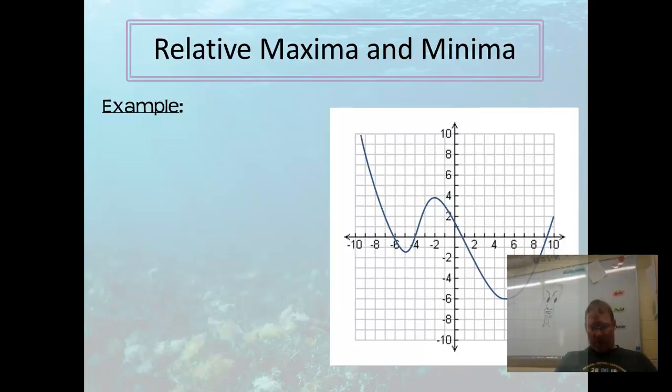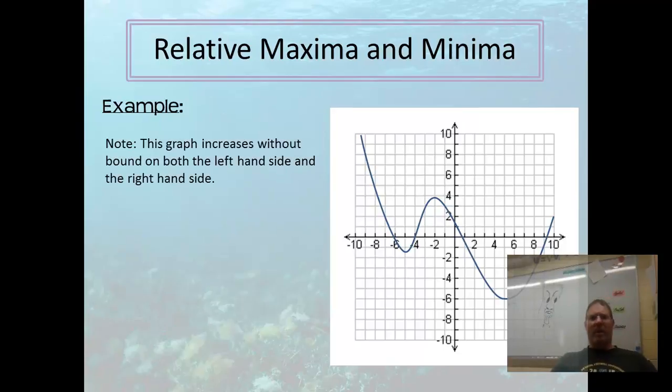Okay, so this graph increases without bound on both the left-hand side and the right-hand side. The reason I point that out is sometimes people forget about that fact, okay? Because what that means is there is no absolute maximum on this graph, because it's going forever up on the left and the right-hand side. So when you look at this graph, you may notice three different points there. There's a relative min right there, there's a relative max right there, and there's an absolute min right there.